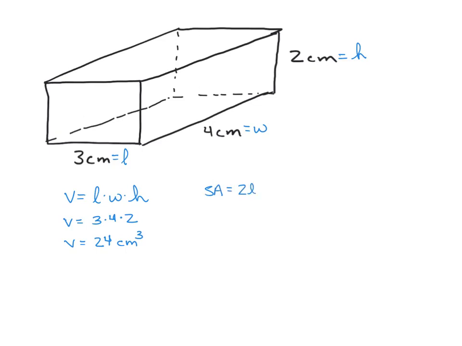We get 2 LW plus 2 LH plus 2 WH. So when we plug in, we get 2 times L was 3, W was 4, plus 2 times L was 3, H was 2, plus 2 times W was 4, H was 2.